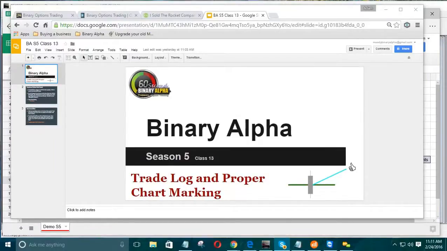Binary options demo, it's honestly pretty laggy. I wouldn't use it. Sometimes you win and it gives you like a 50-point loss.